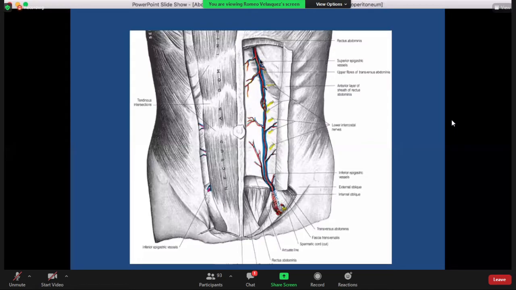Blood supply to the rectus abdominis muscle on the left is shown here in this dissection illustration that has been dissected to reveal the blood supply to the rectus abdominis muscle. You see there the superior epigastric vessels, inferior epigastric arteries, arteries and veins.